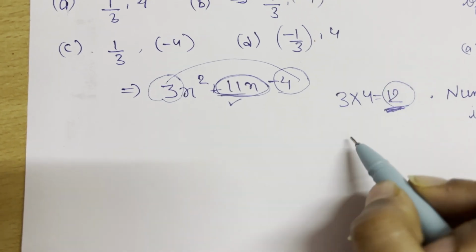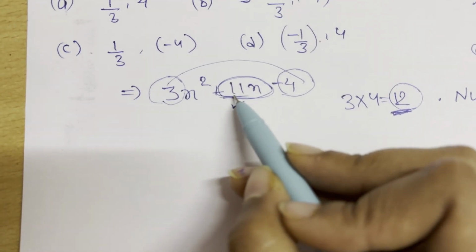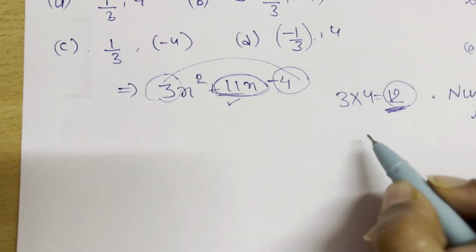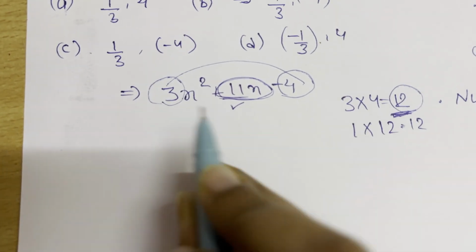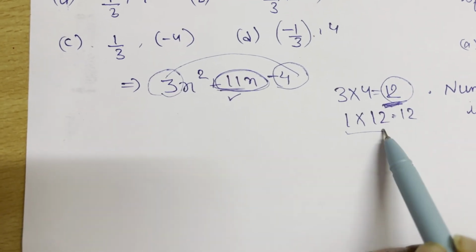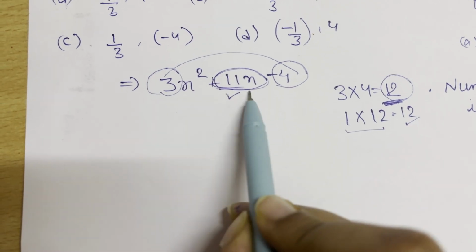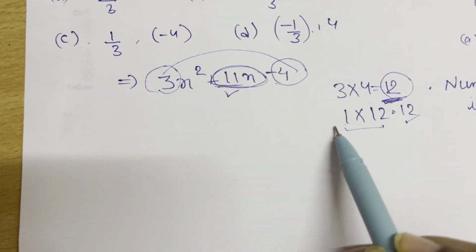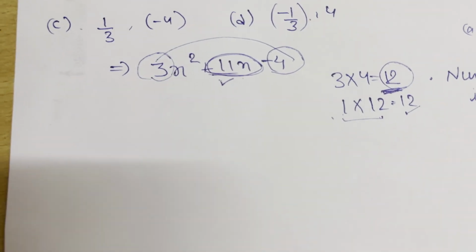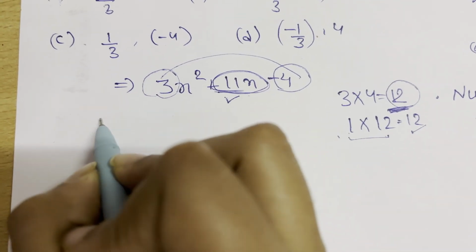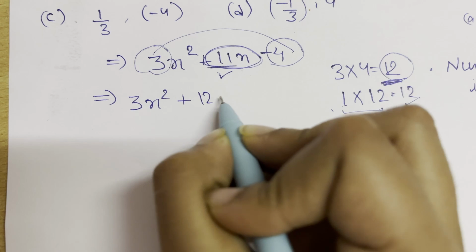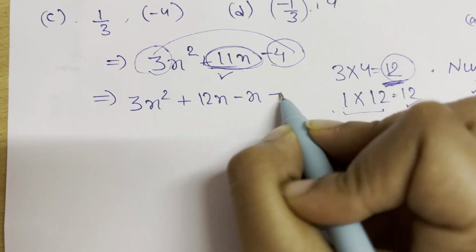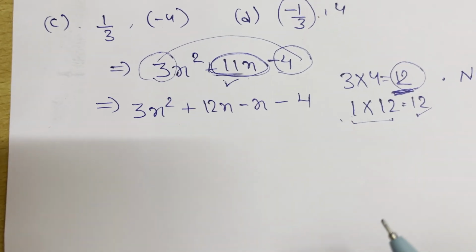So if I want to split this quadratic polynomial, 1 into 12 is 12, and I can easily use this because the multiplication gives me 12 and the subtraction 12 minus 1 gives me 11. So that's perfect for this equation. So let's solve it. 6x square plus 12x minus x minus 4.